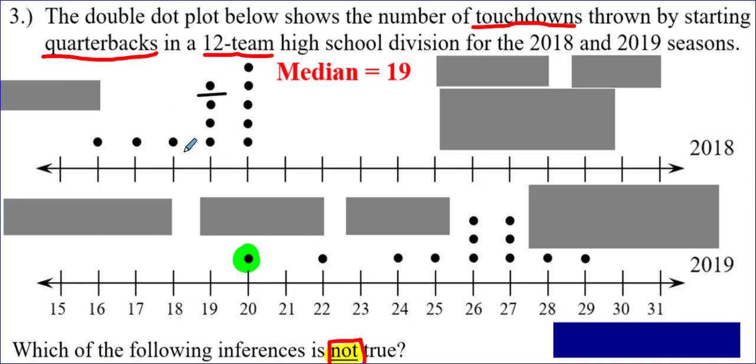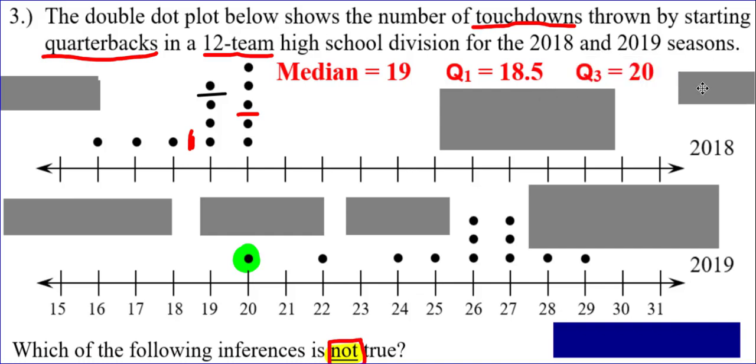So 1, 2, 3, 4, 5, 6. Half of 6 is 3. That means Q1 would be in between the third and fourth dot. Well, the third dot was 18. The fourth dot was 19. So in between, that would be 18 and a half. Now, 1, 2, 3, 4, 5, 6. So half of 6 is 3. So 1, 2, 3. So that means Q3 is in between those two dots. Well, those two dots are the same. So Q3 is going to be 20.